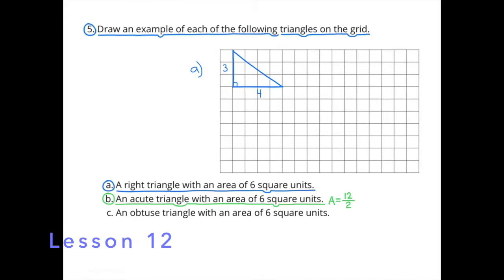B. An acute triangle with an area of 6 square units. Again, since we're creating a triangle, it's going to have half the area of a rectangle that has an area of 12. I can use 3 by 4, or 2 by 6, or 1 by 12. But I need to make sure I make an acute angle. That's an angle that's smaller than 90 degrees. My acute triangle has a base of 3 and a height of 4, and an area of 6 square units.